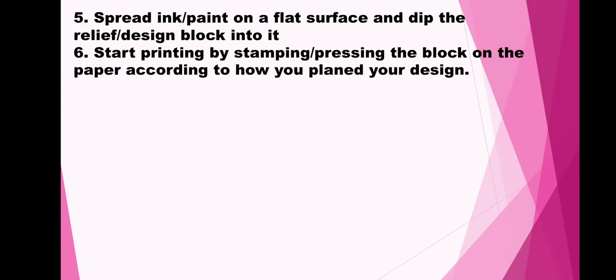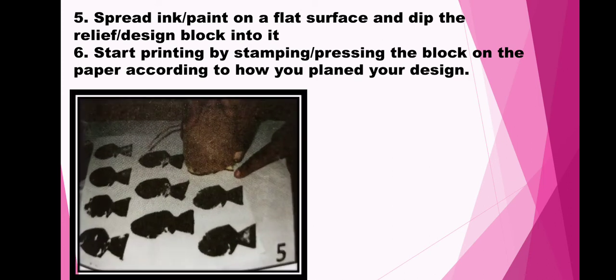Step 5. Spread your ink or paint on a flat surface and dip your relief or block design into it. So when you finish preparing your surface, what you need to do next is to spread your ink on a flat surface. Then you now dip your block on this ink which has been spread on your surface.